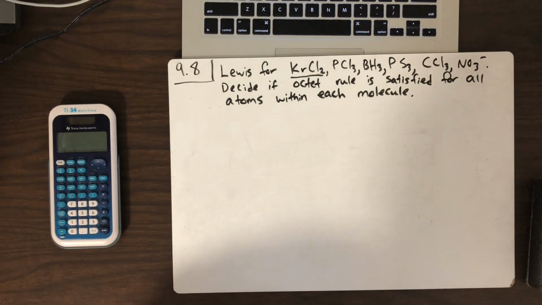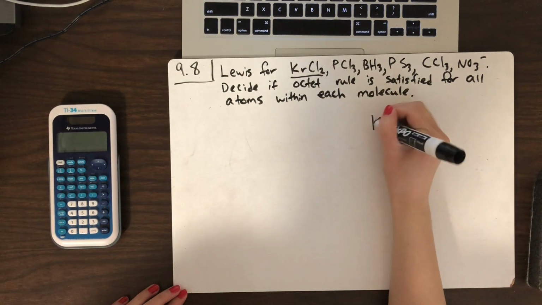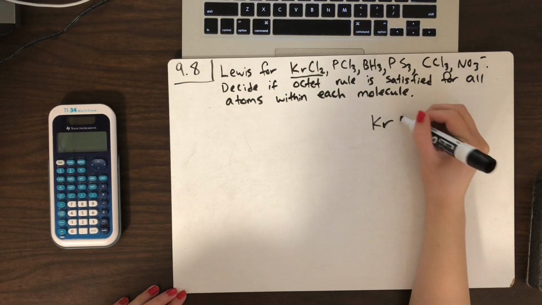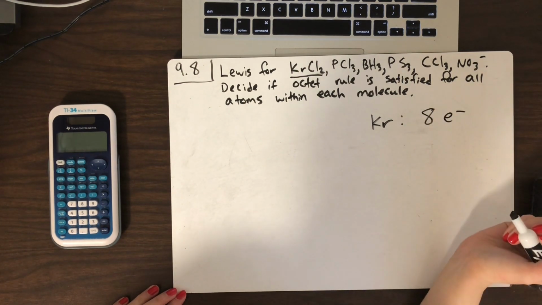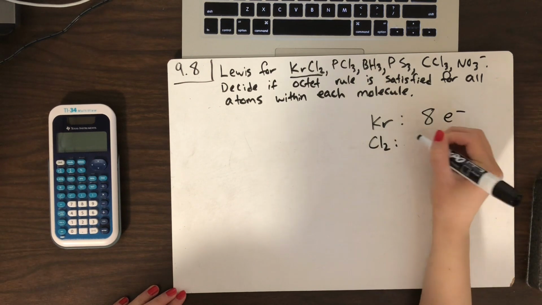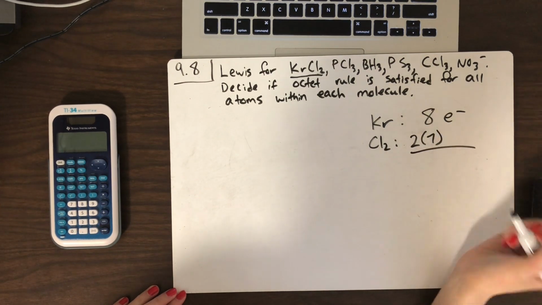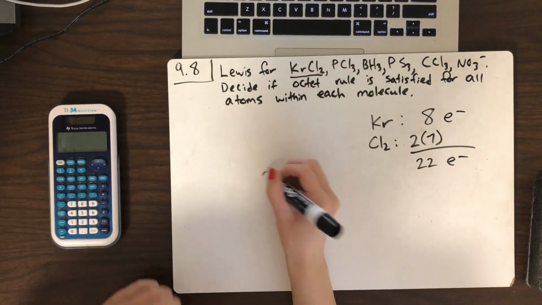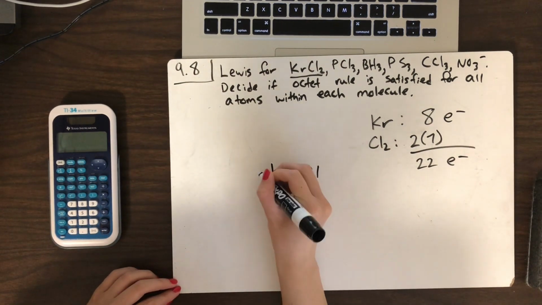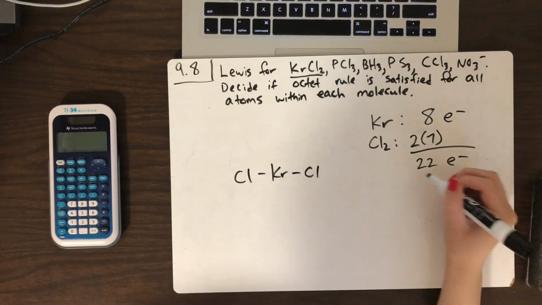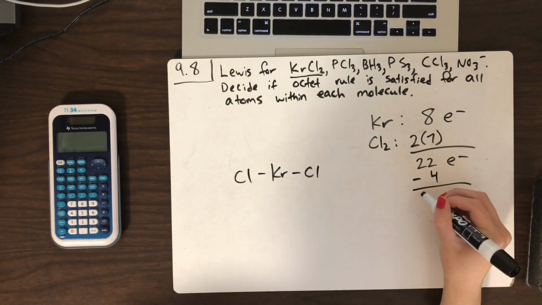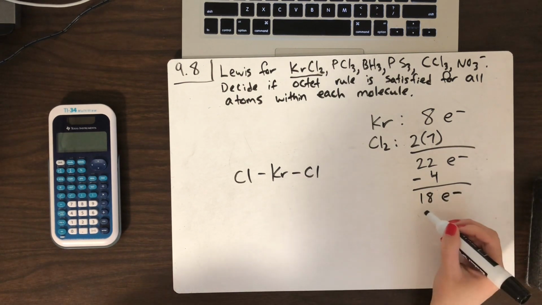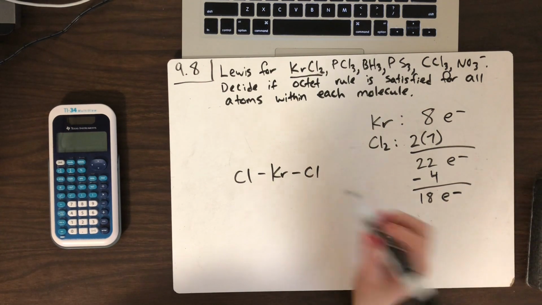So let's just look at the first one, KrCl2. To draw the Lewis structure, I usually figure out how many electrons I'm working with in general. So valence electrons, krypton has 8, and then 2 Cls, so 8 plus 14, 22 electrons total that I can work with. At the very least, everything needs to be connected. So I'll start with this, and we used up 4 electrons just connecting them. And then I usually just take anything else and put it on the board as dots.